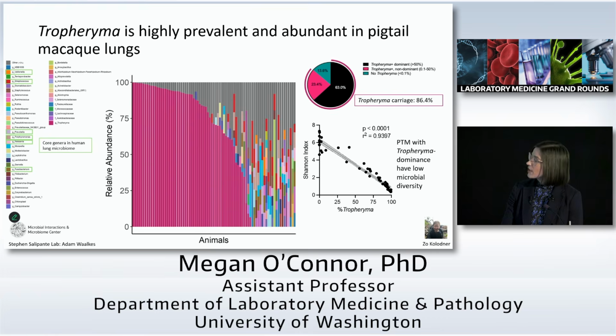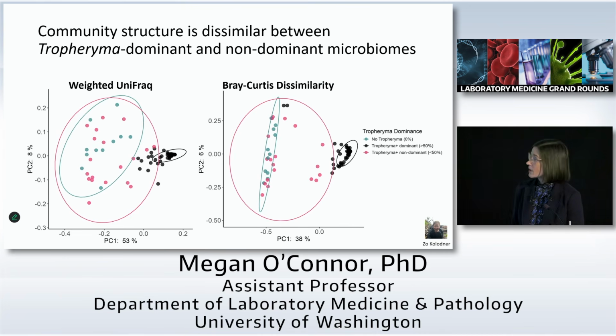When we also look at the microbial community structures in these different animals, what I'm showing now is that the Tropherma-dominant animals are in the black, and that they are segregating separately from animals that are non-dominant or those that do not have Tropherma. So this is really a unique community structure of the microbial composition of these Tropherma-dominant animals.